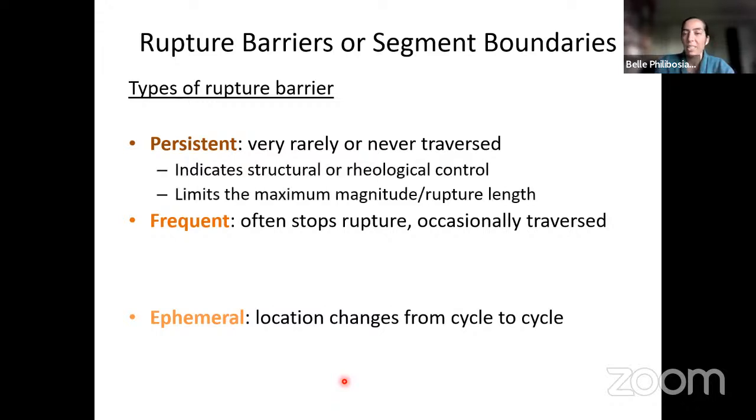That would indicate that there is something about the geology or the structure that is controlling the earthquakes and causing them not to be able to pass that point. And this is what produces the limits on the maximum magnitude or the rupture length.